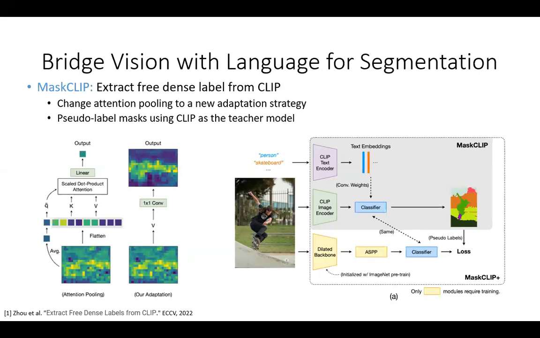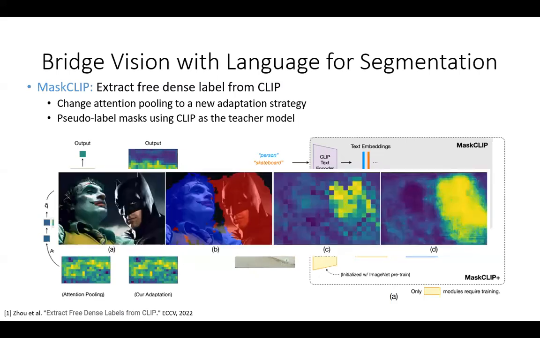Then, based on this free supervision extraction, the authors further explore these pseudo-label masks to train a segmentation model, which is called MaskCLIP+. It turns out that MaskCLIP already works pretty well to extract semantic masks from the image by only leveraging CLIP without any further training. But if we further train the model with some pseudo-label data, MaskCLIP+ significantly improves the performance of semantic segmentation. You can see here it makes a lot of difference from figure C and figure D. MaskCLIP uses specially designed adaptation.